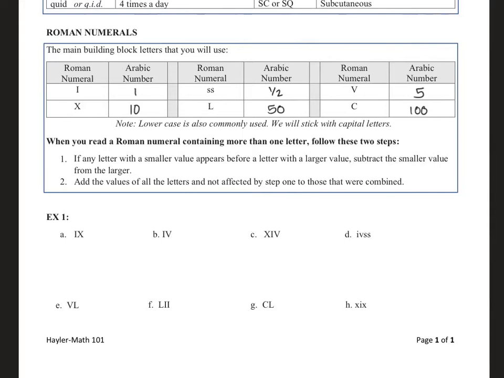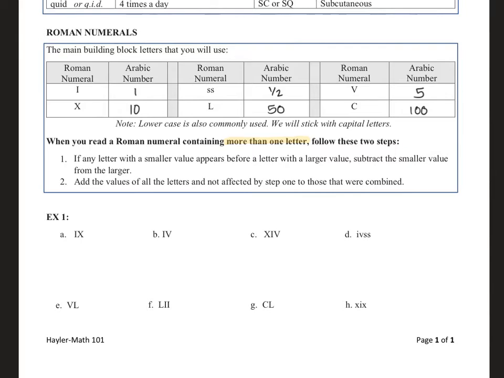So here's another thing to note: often, normally, we see Roman numerals written with capital letters. The lowercase is also commonly used, but I'm going to try and stick mainly with capitals, but we'll throw a few lowercase in. So when you're reading a Roman numeral containing more than one letter, so if it's not just one of these 6, we're going to have to do a little bit of math to figure out which number it is. The first thing: if any letter with a smaller value appears before a letter with a larger value, subtract the smaller from the larger. After that, you add the values of all the letters not affected by step 1 to those that were combined. Alright, let's take a look at how to actually apply this.